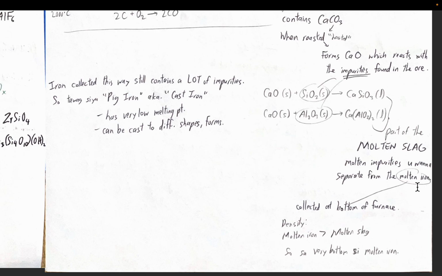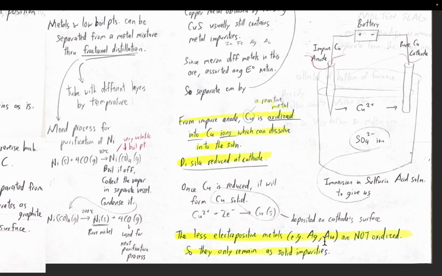The molten iron, since it has a higher density compared to that of the molten slag, situates itself at the very bottom of the furnace. So you can collect it from there, essentially.